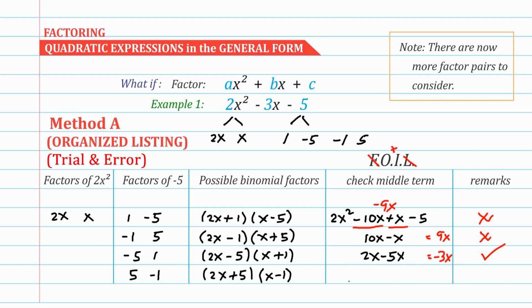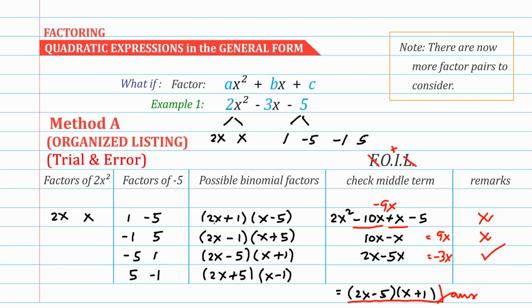Ang final answer natin then, the factors are 2x minus 5 times x plus 1. So, these are the final factors of our trinomial 2x squared minus 3x minus 5. Now, I would like to go to the next example, pero before that, check muna natin. What can we take away aside from the final answer? Anong mapapag-aralan natin or ma-generalize natin from this previous example?